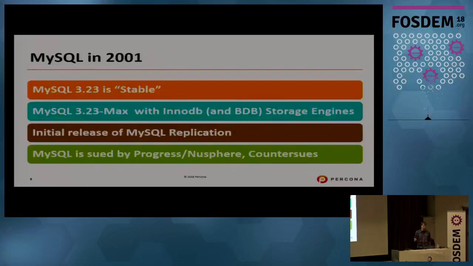In 2001, we get MySQL 3.23 GA, or stable, and that is also the time when the InnoDB storage engine was introduced in the MySQL Max edition, as well as we had an initial release of MySQL replication. Another interesting event at that time is that MySQL was sued by Progress, a software company, and there was this very famous lawsuit of testing the GPL in a court. Obviously, MySQL won, and that's why its journey is still continuing.